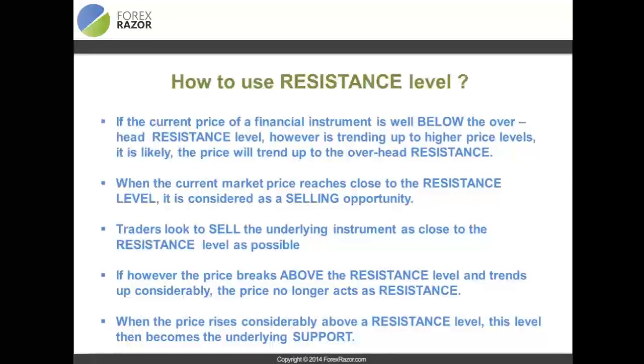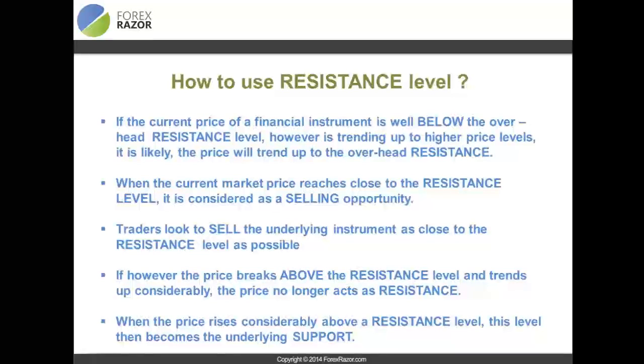Similarly is the case for a price level that acts as the overhead resistance. If the current price of the financial instrument being traded is well below the overhead resistance level, however, is trending up towards higher price levels, then it is likely that the price will trend up to that overhead resistance. When the current market price reaches close to the resistance level, it is considered as a selling opportunity. Traders look to sell the underlying instrument as close to the resistance level as possible.